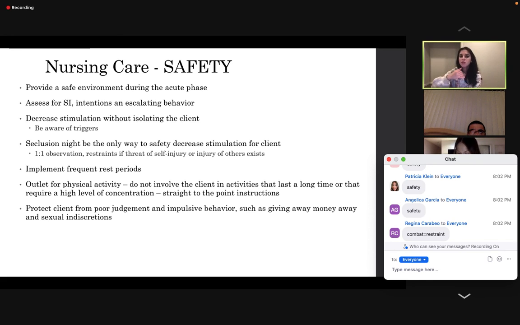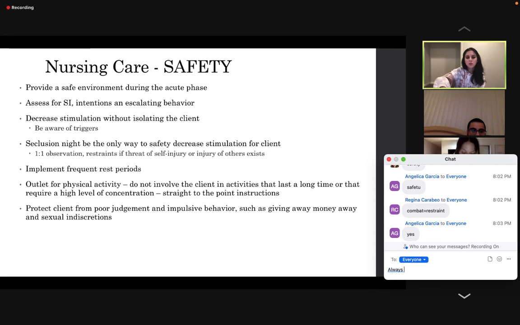So implement frequent rest periods, always, right? Remember, they don't eat, they don't drink. Let's not enforce too much physical activity. And when you're talking to them, give straight-to-the-point instructions. Don't give them an essay, don't give them a novel. They're not concentrating, okay? For them, it's just mouth moving. They can't focus. Protect the client from poor judgment and impulsive behavior, such as giving away money and sexual indiscretions. Okay? Good stuff.